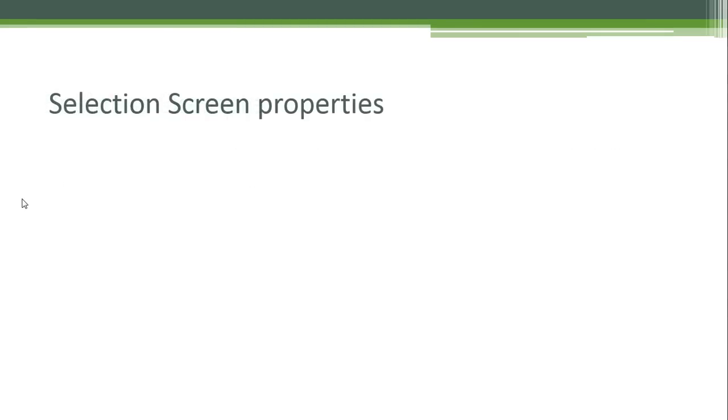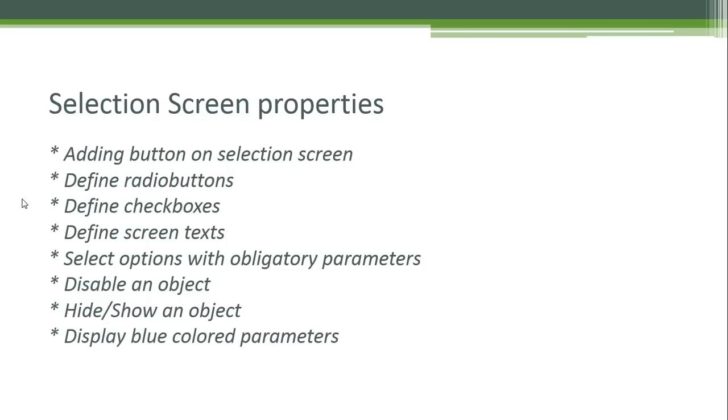Selection screen properties. We're going to create a program that uses the following properties of a selection screen. We're going to learn how to add buttons on the selection screen. We're going to learn how to define radio buttons, define checkboxes, define screen text. We're going to create a select options with obligatory parameters. We're going to disable an object in the selection screen. We're going to hide or show an object, and we're going to display blue color parameters. Let's log into the system and create a program using advanced selection screen properties.